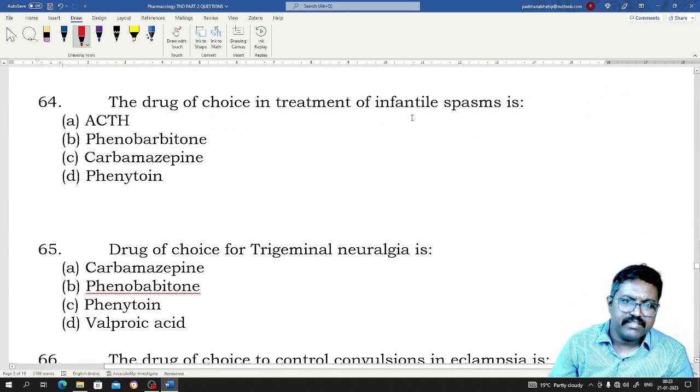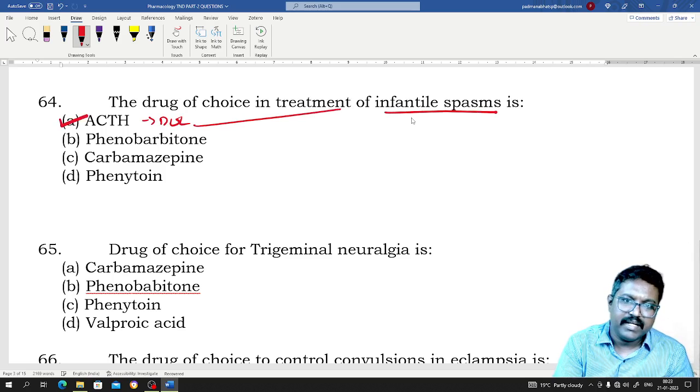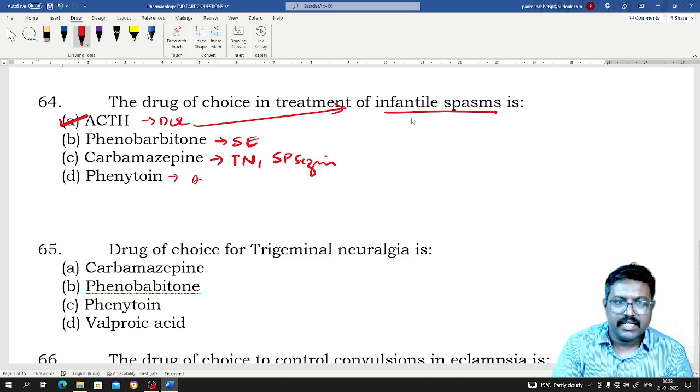Next, moving on to the 64th MCQ, the drug of choice in treatment of infantile spasm. Again, a direct answer: ACTH is the drug of choice in case of infantile spasms. Phenobarbital is used in case of status epilepticus. Carbamazepine is used in case of trigeminal neuralgia as well as in case of simple partial seizures. And phenytoin, again, is used as an anti-epileptic drug.